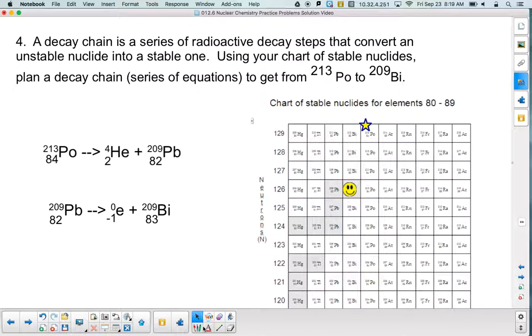Question 4 is to create a decay chain. So what we're going to do here is try to put together a series of equations to get from polonium-213 to bismuth-209. I'm going to use the chart on page 5 of my notes because I can really see what's going on there. This star represents my starting point of my polonium-213. Because of where polonium-213 is located, I know that this is going to be an alpha emitter. So I start by writing an equation for the emission of an alpha particle from a polonium-213.